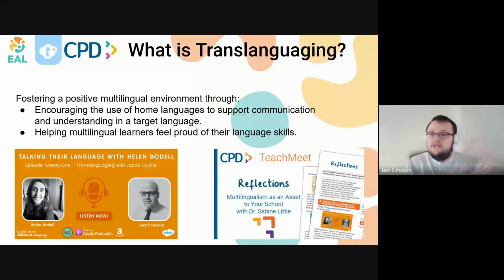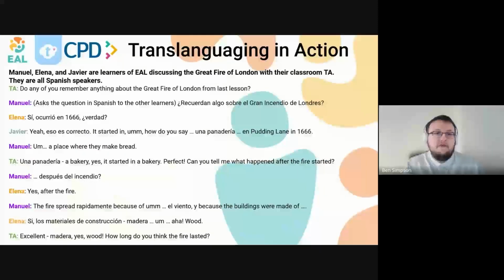So that's translanguaging. We've defined it, we've looked at the journey. Let's have a quick look. So here's an example of translanguaging in action. In this example, Manuel, Eleanor, and Javier are learners of EAL discussing the Great Fire of London with their classroom TA. They are all Spanish speakers. What do you notice about the languages being used in this transcript? Let me know, what do you think? How is language being used to communicate, to learn? What do you think?